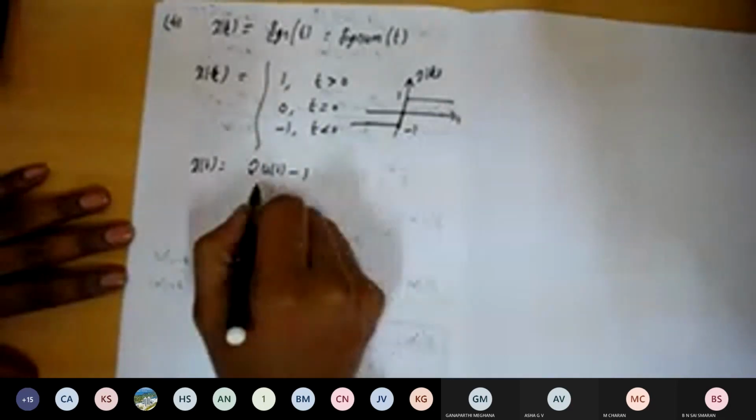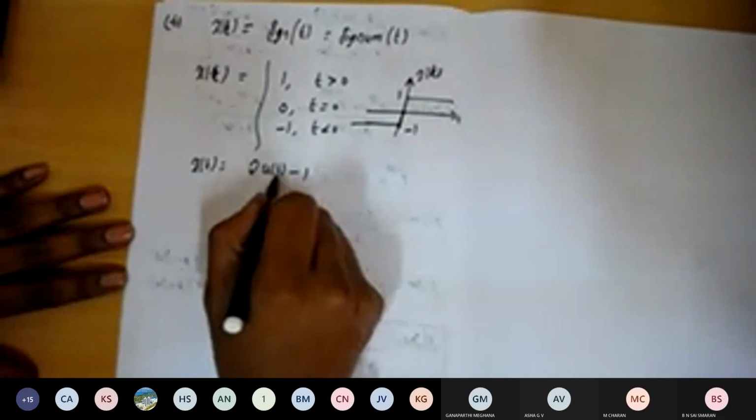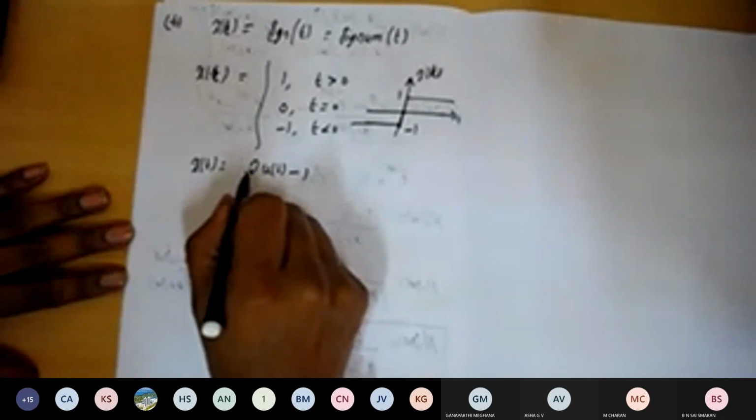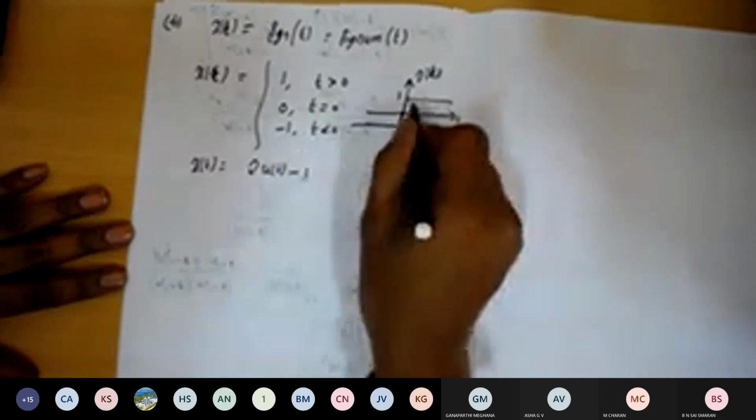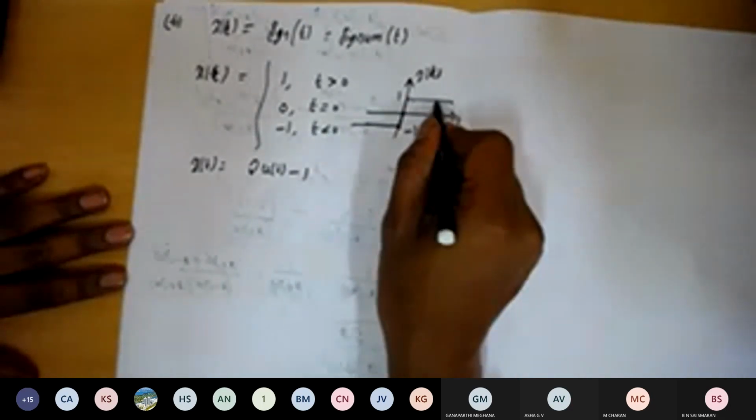So I'll repeat once again. For t greater than 0, u of t has the value 1. 1 multiplied by 2 will become 2, so 2 minus 1 will be 1. So it will become equal to 1 from 0 to infinity, the required quantity.